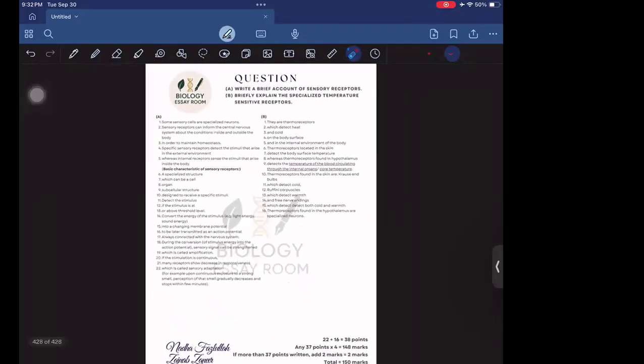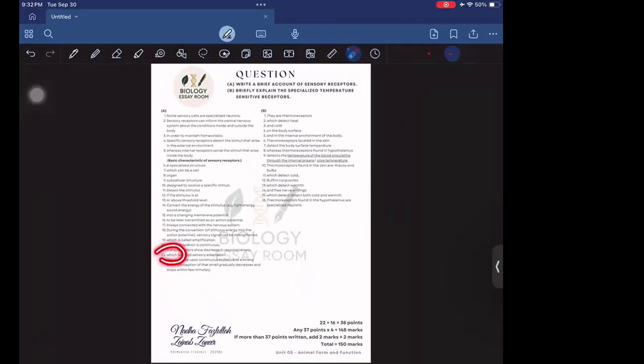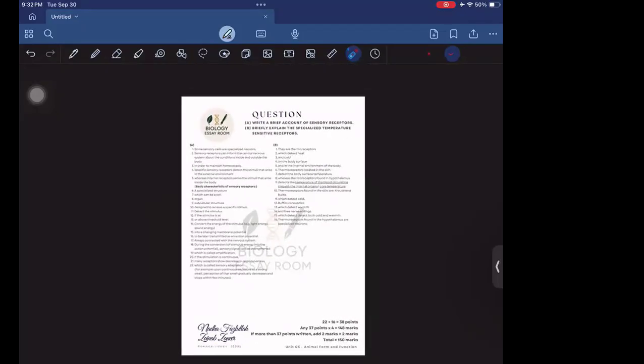So, totally in this essay, you have 22 plus 16, 38 points. If you have written any 37, you will be getting 148. So, if you have written all the 38 points, you will be getting a total of 150 marks. So, if more than 37 points are written, you can add 2 marks extra, which will account for the total of 150 marks, which is a complete essay mark. Okay. Fine. So I hope you have understood. So this is the essay.